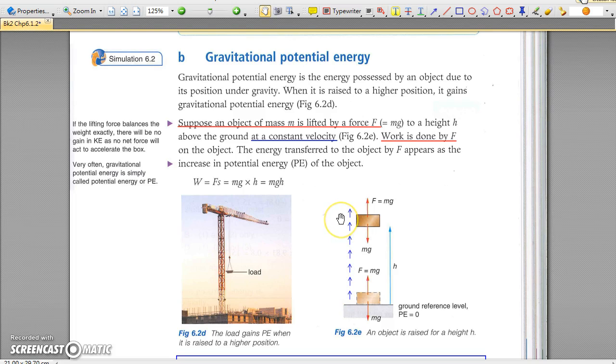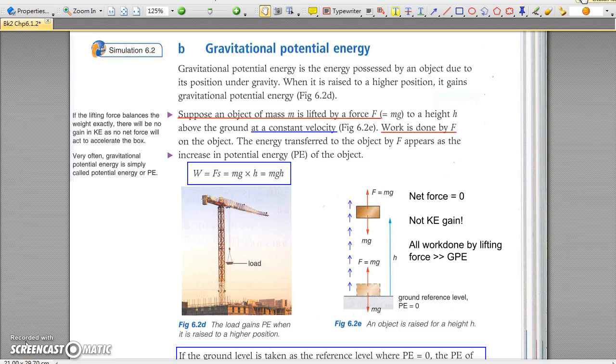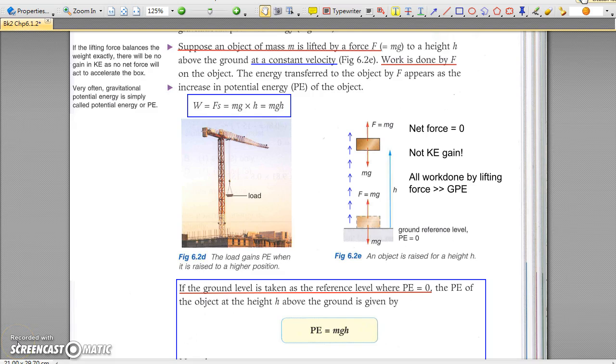A lifting force of mg should be applied so that the net force will be 0. The mass does not accelerate, but work is done by the lifting force. The work is stored as gravitational potential energy. The work W equals mgh, and so the potential energy change when the mass is lifted up by the height h is mgh.